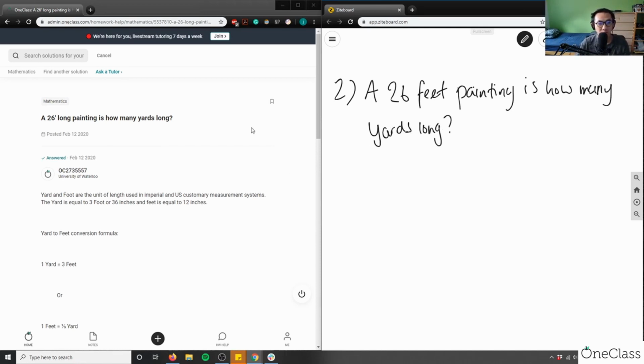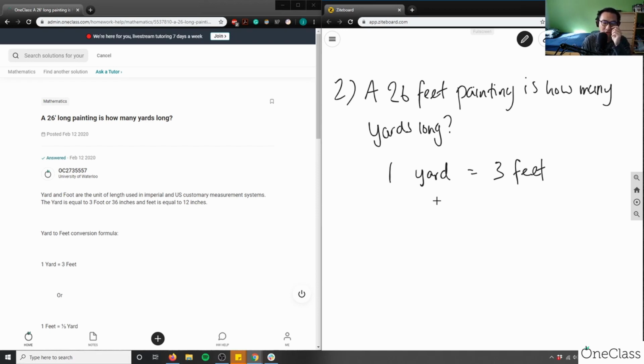It's very, very similar to our problem that we had last question. So again, we're talking about this concept of measurement and pre-algebra, so pre-algebra measurement and unit conversions. And again, we're still in the imperial system. I'm going to give you a hint here. They actually give you a conversion formula here: 1 yard equals 3 feet.